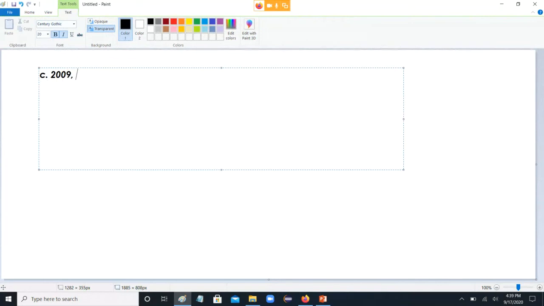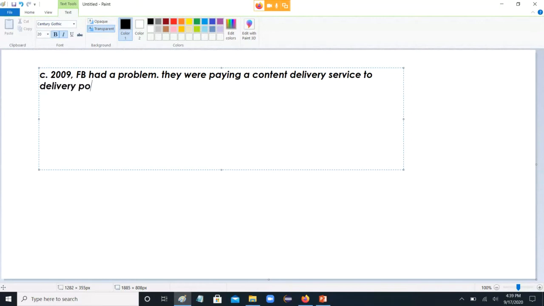So around 2009, Facebook had a problem. They were paying a content delivery service to deliver content to users, right? Basically, popular content delivered quickly. And this is expensive.